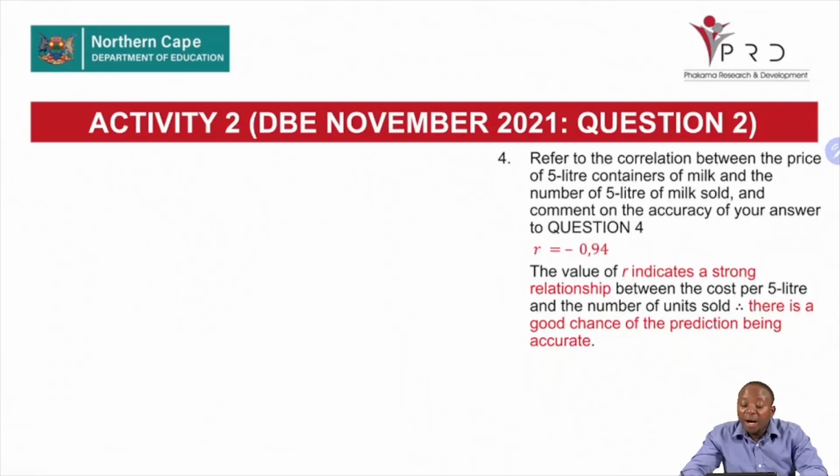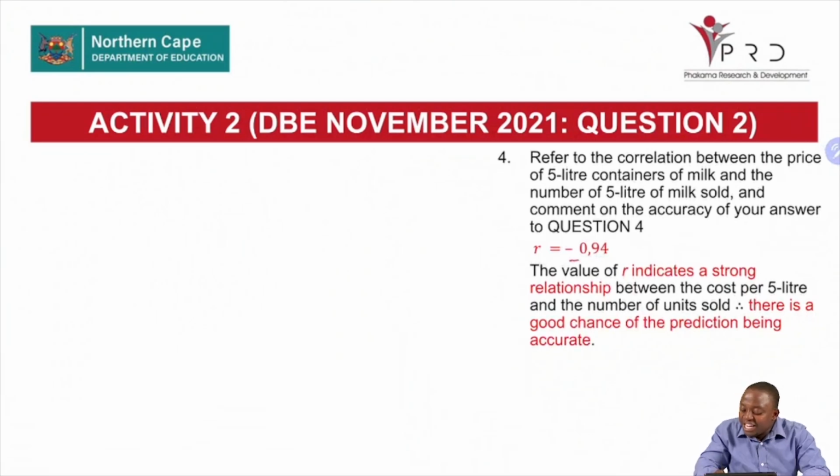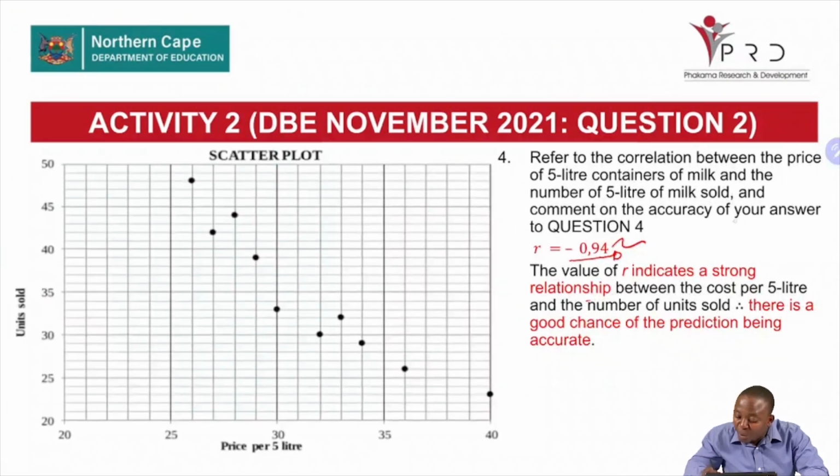Let's move on. Refer to the correlation between the 5-liter and the milk and comment on the accuracy of your answer. What is our R? Our R is negative 0.94. So R indicates a strong relationship between the cost of 5-liter and the units sold. There's a good chance of the prediction being accurate. Remember, it is strong. So when it is strong, the predicted value has a good chance of being accurate.